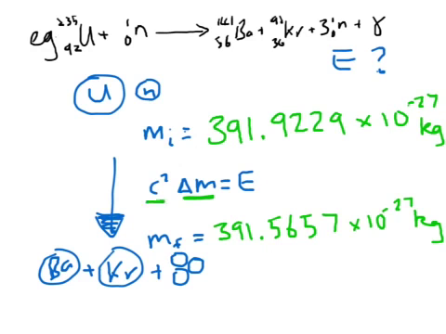The speed of light is 3.00 times 10 to the 8, and you have to square that. So that's a huge, huge number. That's 9 times 10 to the 16, that conversion factor. And when you multiply those two together, that equals the amount of energy which you get out of this, and that is 3.21 times 10 to the negative 11 joules.